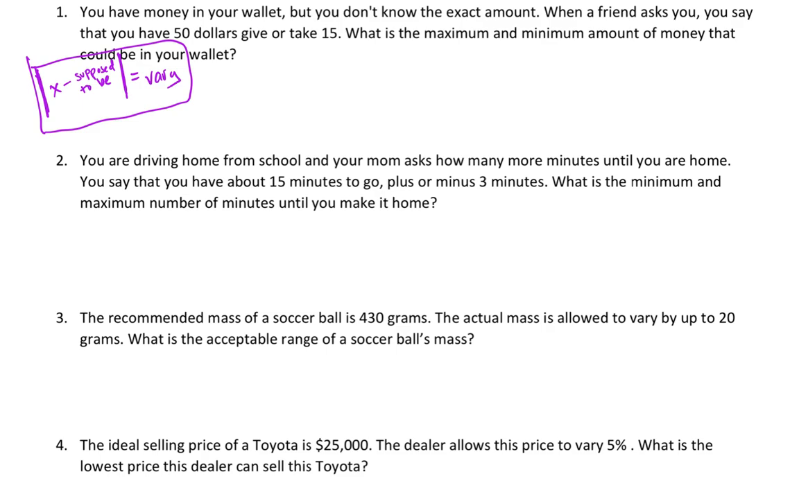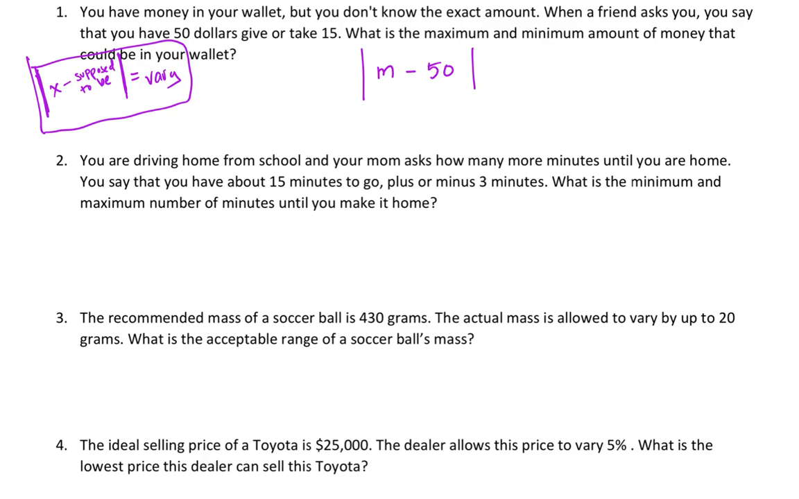All right. So, first one we got says you have money in your wallet and you don't know exactly how much. So, I'm going to do absolute value bars. I'm going to say you got some money in your wallet and you don't know how much. A friend asks you how much and you say, I think I got $50. So we think we have $50. And it says give or take $15. I got $50, give or take $15.